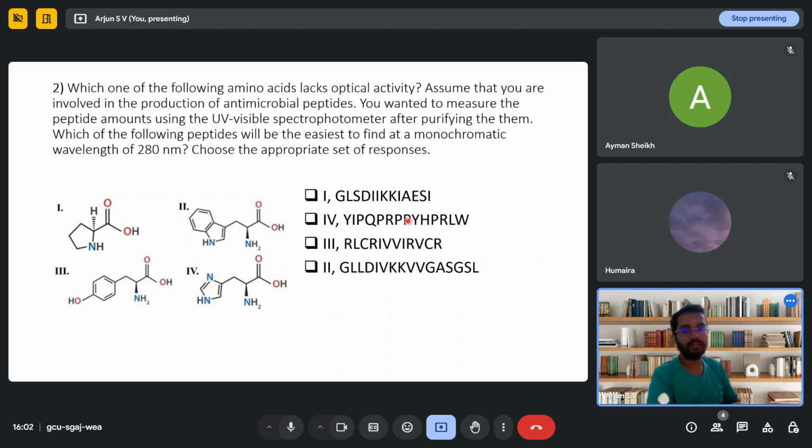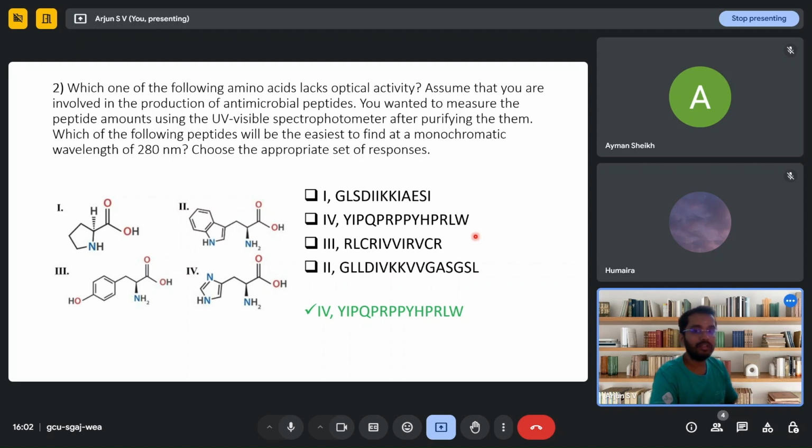Only the second one. So only in this sequence you can find the concentration of the peptides. So the correct answer is option number 2, the sequence which starts at Y and ends with W. So I hope it's clear.